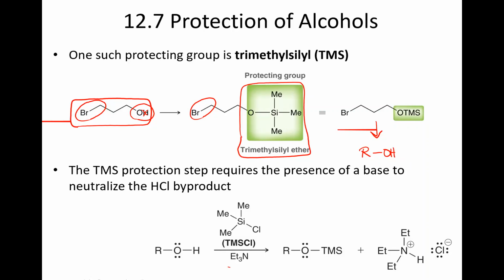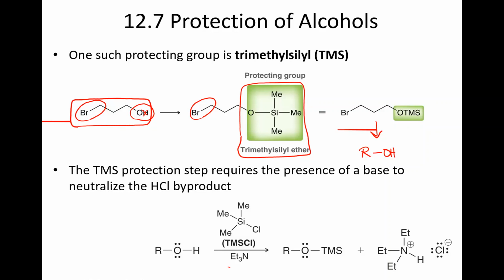Right, so the idea of the blocking or protecting group is we can temporarily convert a functional group like an alcohol to something else that would be unreactive towards certain conditions, and then later on remove that blocking group to show us the alcohol again.